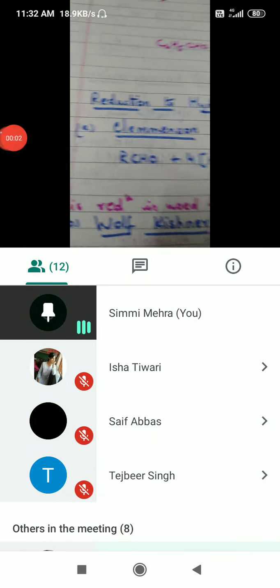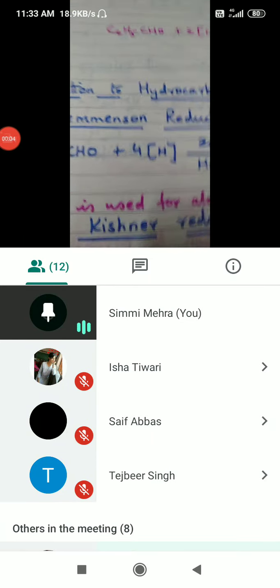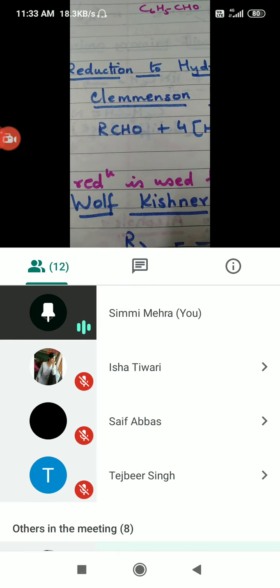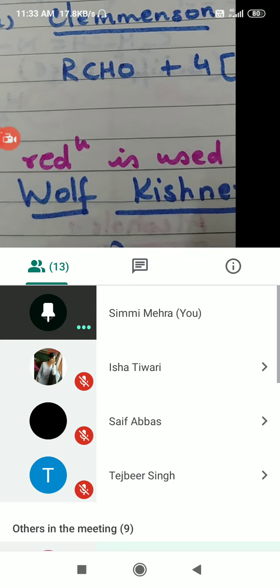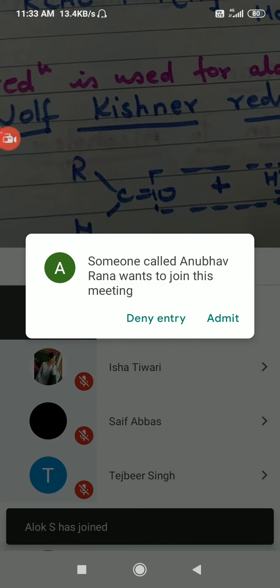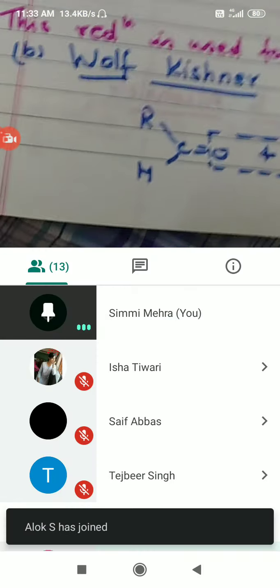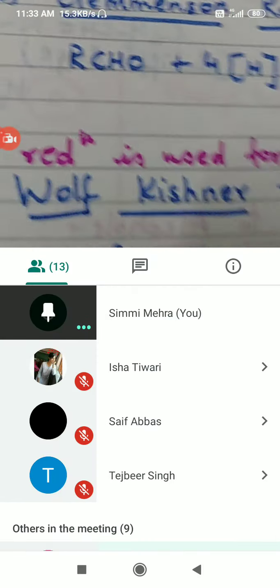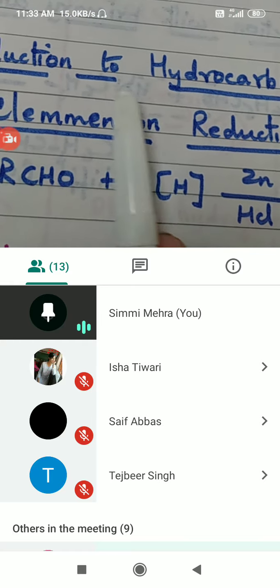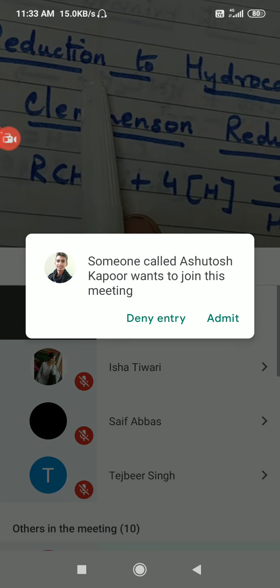We were doing aldehydes and ketones, right? Now, is the screen visible or do you want me to zoom out? Is the screen visible to you? Say yes or no.